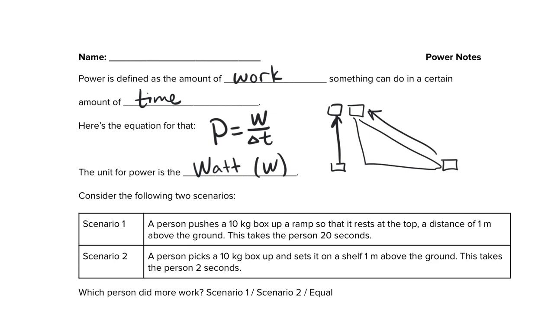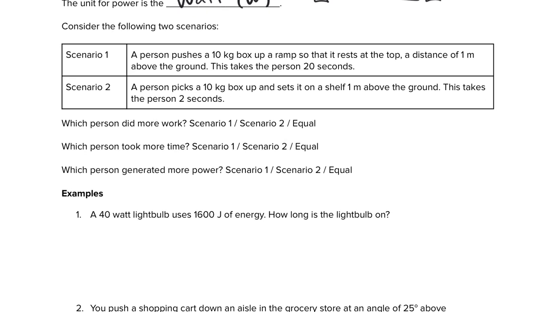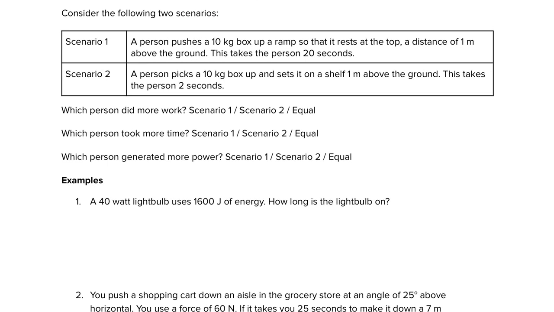Thinking about work, we're going to have to do some comparisons here. We're going to move on down to this part that says consider the following two scenarios. It's going to be the scenario that I previously described. The first one is that a person pushes a 10-kilogram box up a ramp so that it rests at the top, which is a distance of 1 meter above the ground, and this takes the person 20 seconds. Scenario two is that a person picks a 10-kilogram box up and sets it on a shelf 1 meter above the ground. This takes the person 2 seconds.